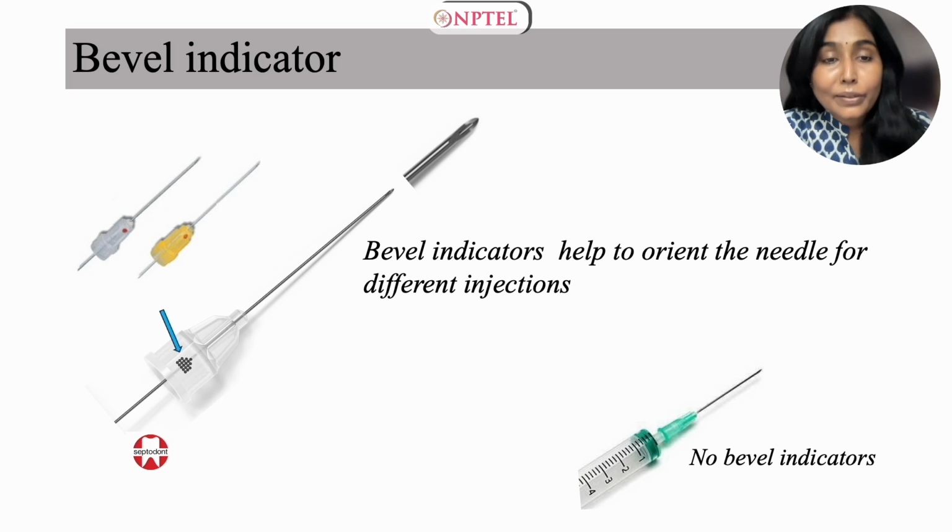Then there are needles with bevel indicators. Now that we know the importance of bevel, like I mentioned before, for most of the injections, the bevel needs to face the bone. But it is impossible to find out the angulation or even the orientation of the bevel once the needle has entered the tissues. Hence, bevel indicators have been incorporated into the needles to help orient the needle for different injections. So a few of the indicators are shown here. Indicator can be in the form of a red dot or like a triangular indication. But with a hypodermic syringe needle, you do not have any bevel indicators.